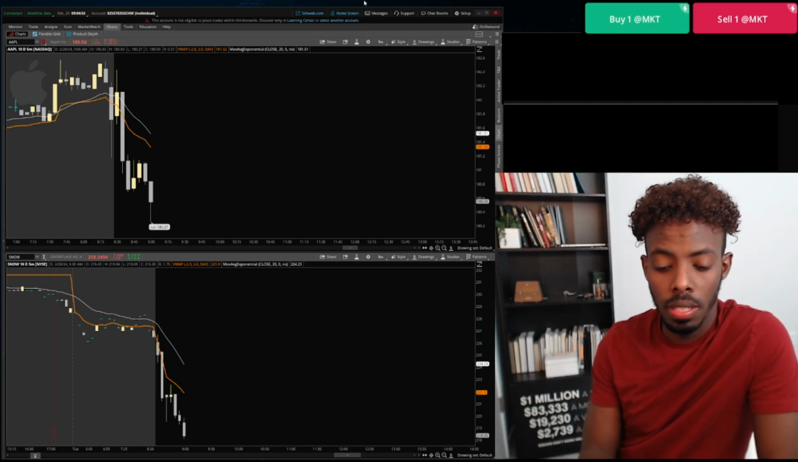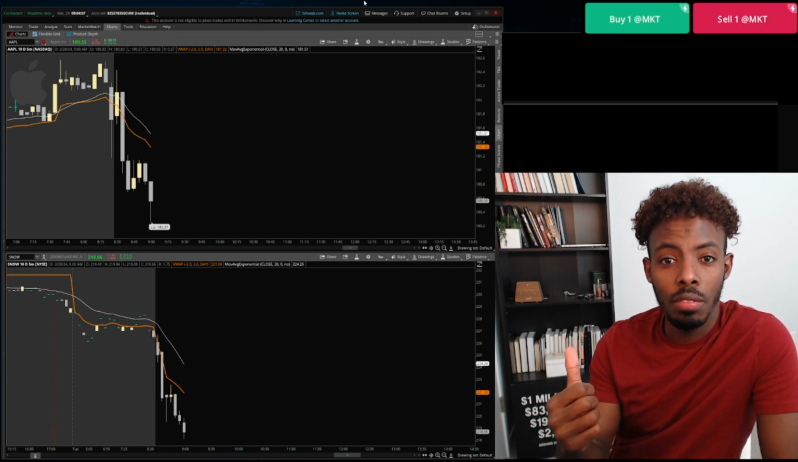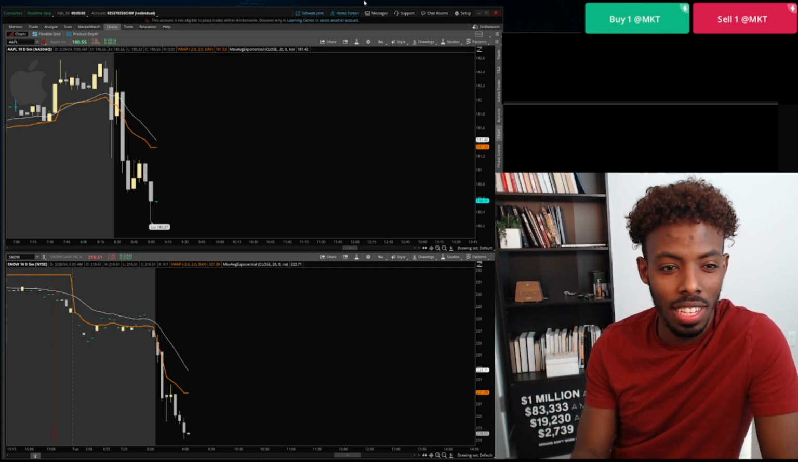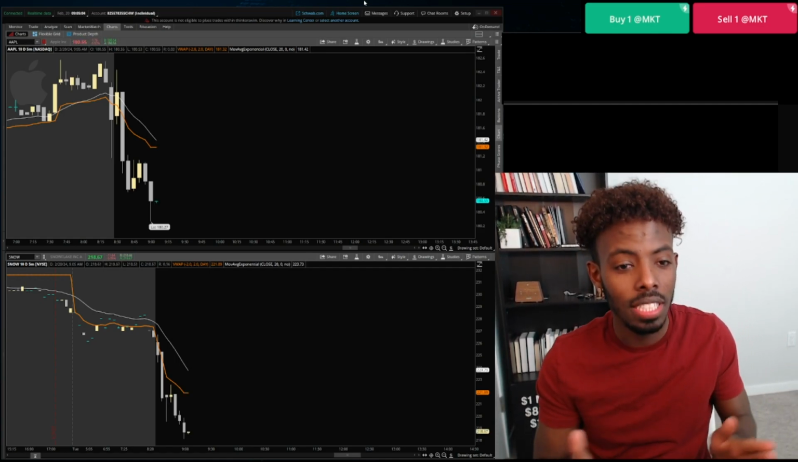And what's our setup, you ask? Check this out. Break on the VWAP and a retest of the VWAP, and we enter. It's that simple. Do you just hear that? Yeah, it's that simple. That's our setup.